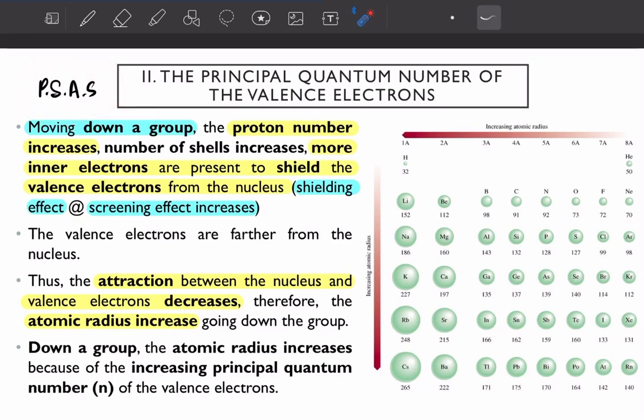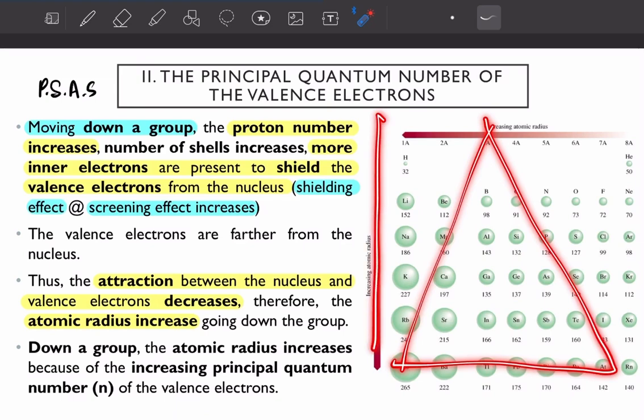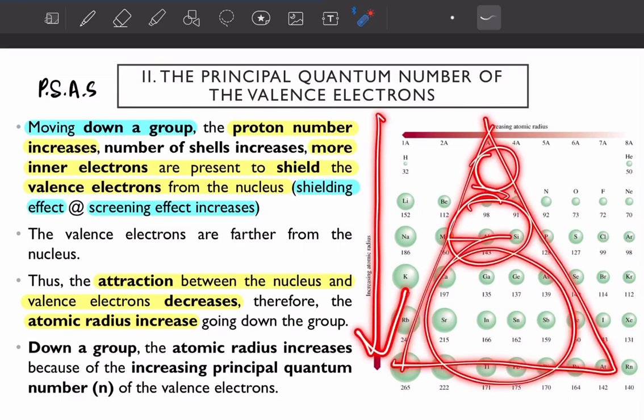So the formula is PSAS. So proton number increase, shielding effect increase, atau shell increase, shielding effect increase. So the attraction between your nucleus and valence electrons will decrease. Jadi bila dia decrease, maksudnya awak punya size of atom makin lama makin besar lah going down the group. So ingatlah awak punya gunung tu, turun gunung ni, turun bukit ni, dia makin lama makin lebar. So dia makin lama makin besar size dia.